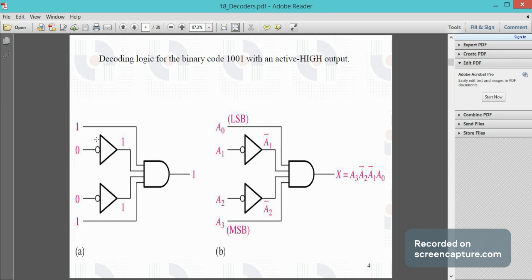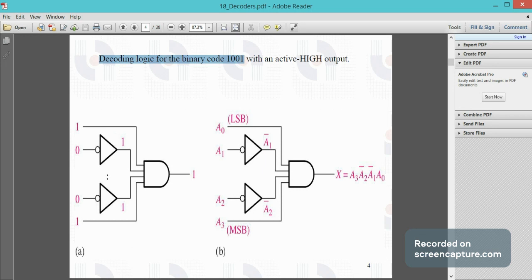Here a decoder example is given. If we have a binary code of 1011, a decoder is basically used to convert a binary value into a decimal value, which is also known as BCD code to decimal. So whenever we study a decoder, it converts our BCD code to decimal. Here the code 1011 is given, so it will convert into a logic diagram.